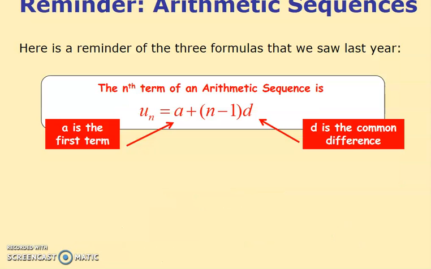So before we get started, a reminder, and this is the formula we used last time. This is the nth term formula. The a, remember, is the first term, and the d is the common difference. So this is for arithmetic sequences today. We're only looking today at arithmetic sequences. They're the ones that go up by a set amount each time, or go down a set amount each time.